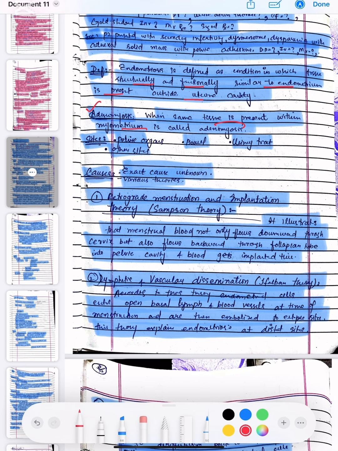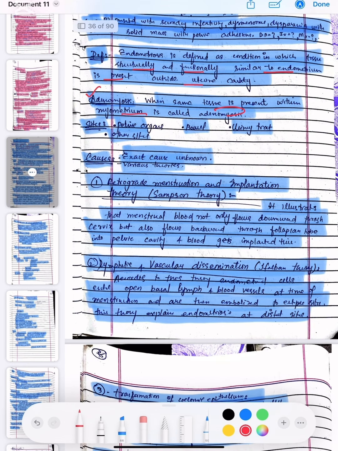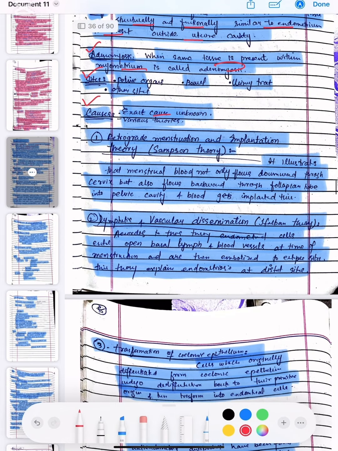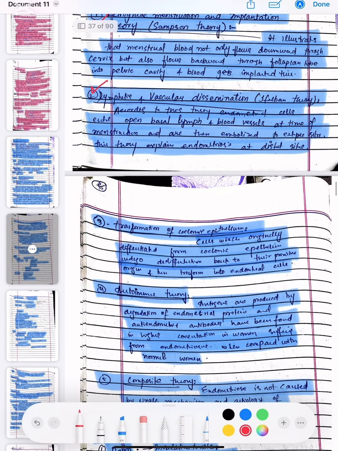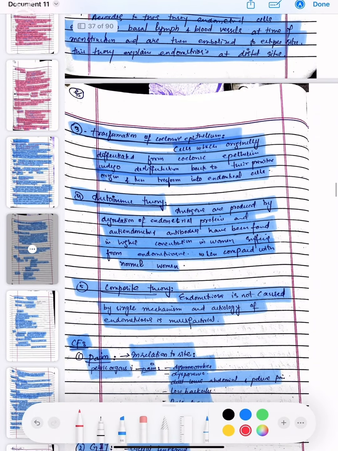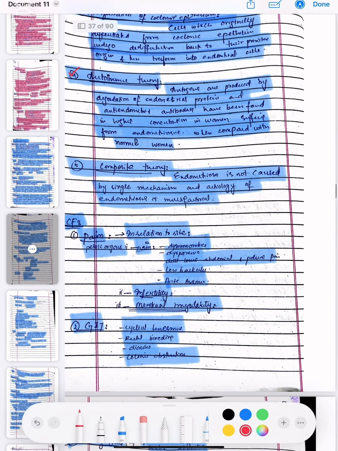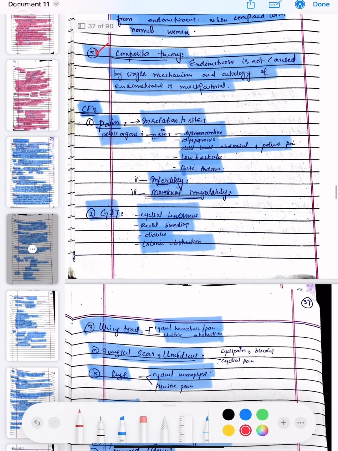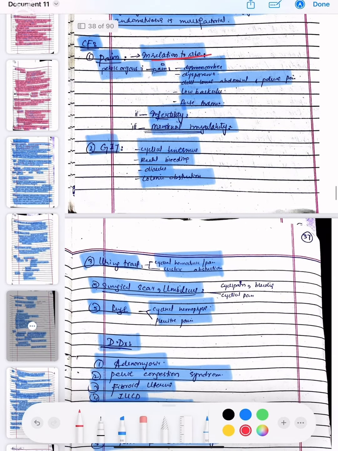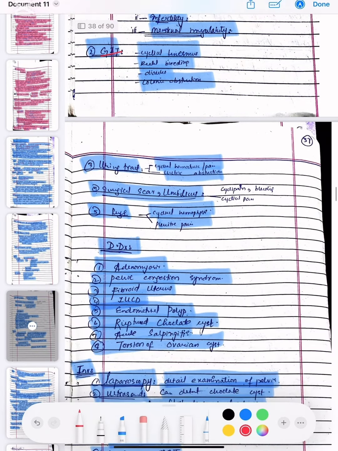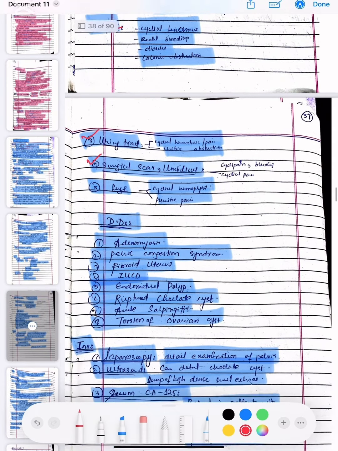Then it is called adenomyosis. The sites are pelvic organs, bowel, urinary tract, and other sites. The exact causes are unknown, and various theories are there. So these are the retrograde menstruation and implantation theory, lymphatic and vascular dissemination theory, transformation of the coelomic epithelium, autoimmune theory, and composite theory. The clinical features are pain in relation to the site, and then GIT clinical features, the urinary tract, the surgical scar and umbilicus, and the lungs.